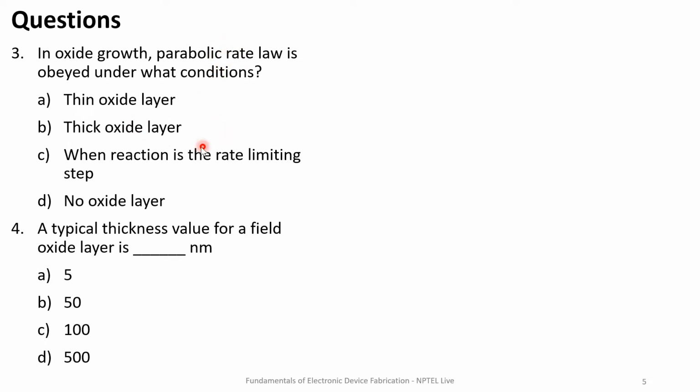Two types were there, right? Thick oxide layer and thin oxide layer. One is reaction controlled, one is diffusion controlled. So parabolic rate law is also there, linear rate law is also there. One is linear, one is parabolic. So which among these is the parabolic rate law? Since no one's answering, I'll project the answer.